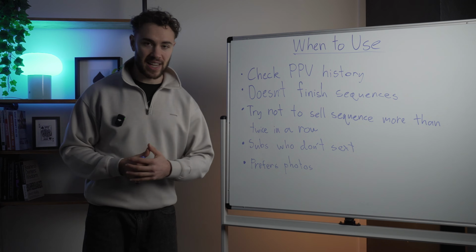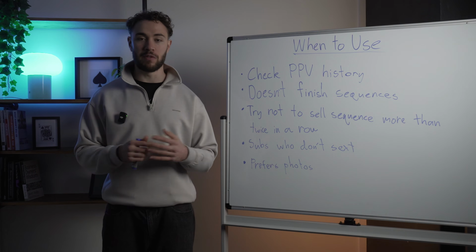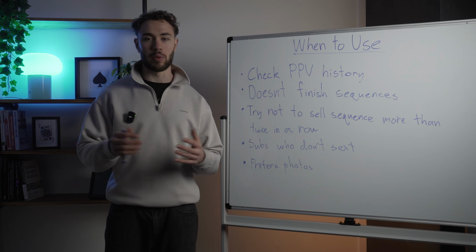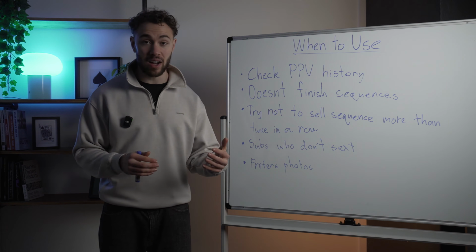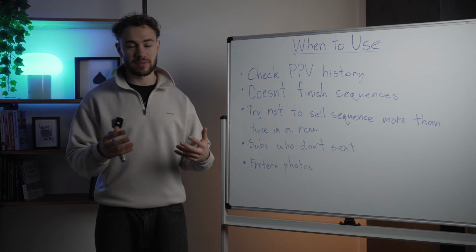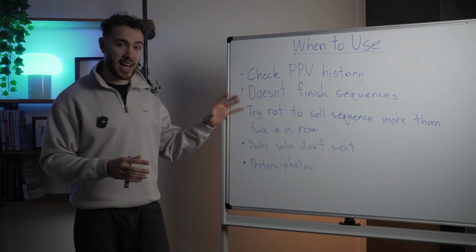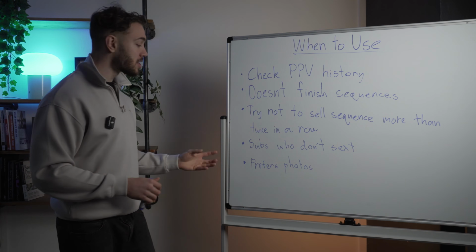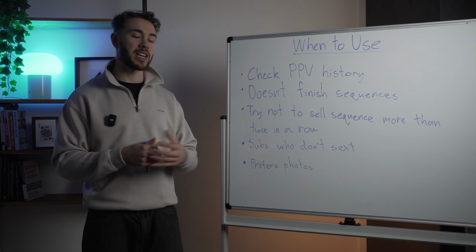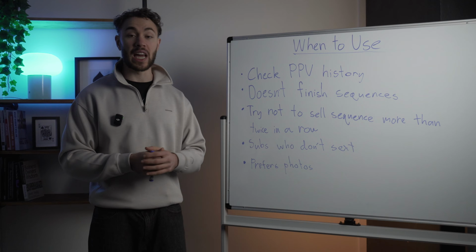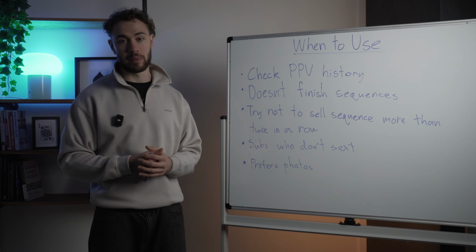Subs who don't like sexting, it's also going to help for them because they probably just want a high value video for a one-off price and they don't want to go through the whole sequence thing. A lot of fans know what the sequences are at this point, so some of them don't really like them as much and they're going to be better for a standalone pay-per-view. There's also subs who prefer photos. Yes, you can have sequences that are mostly comprised of photos, but ultimately, if you can just sell them a photo set, it'll be easier and they'll probably prefer it.